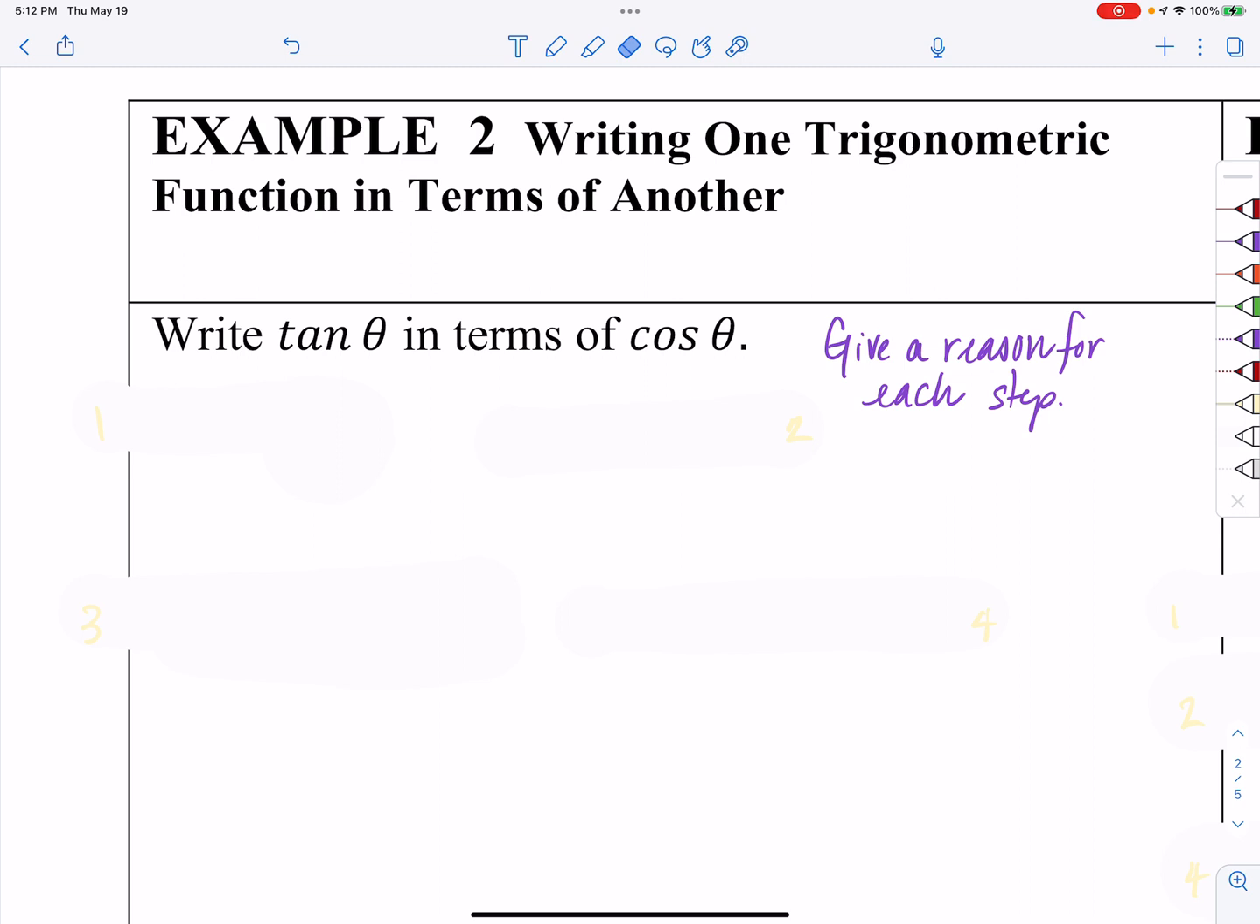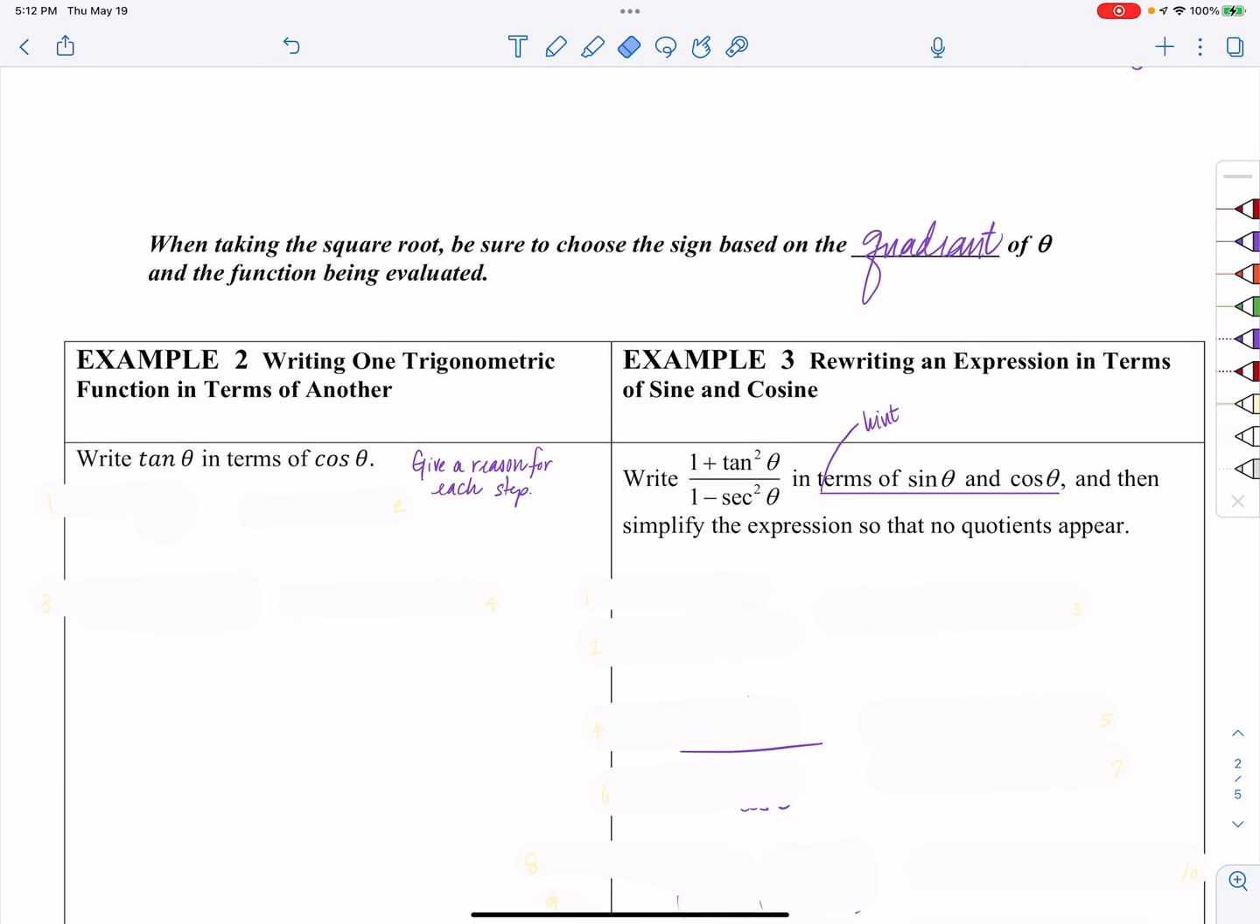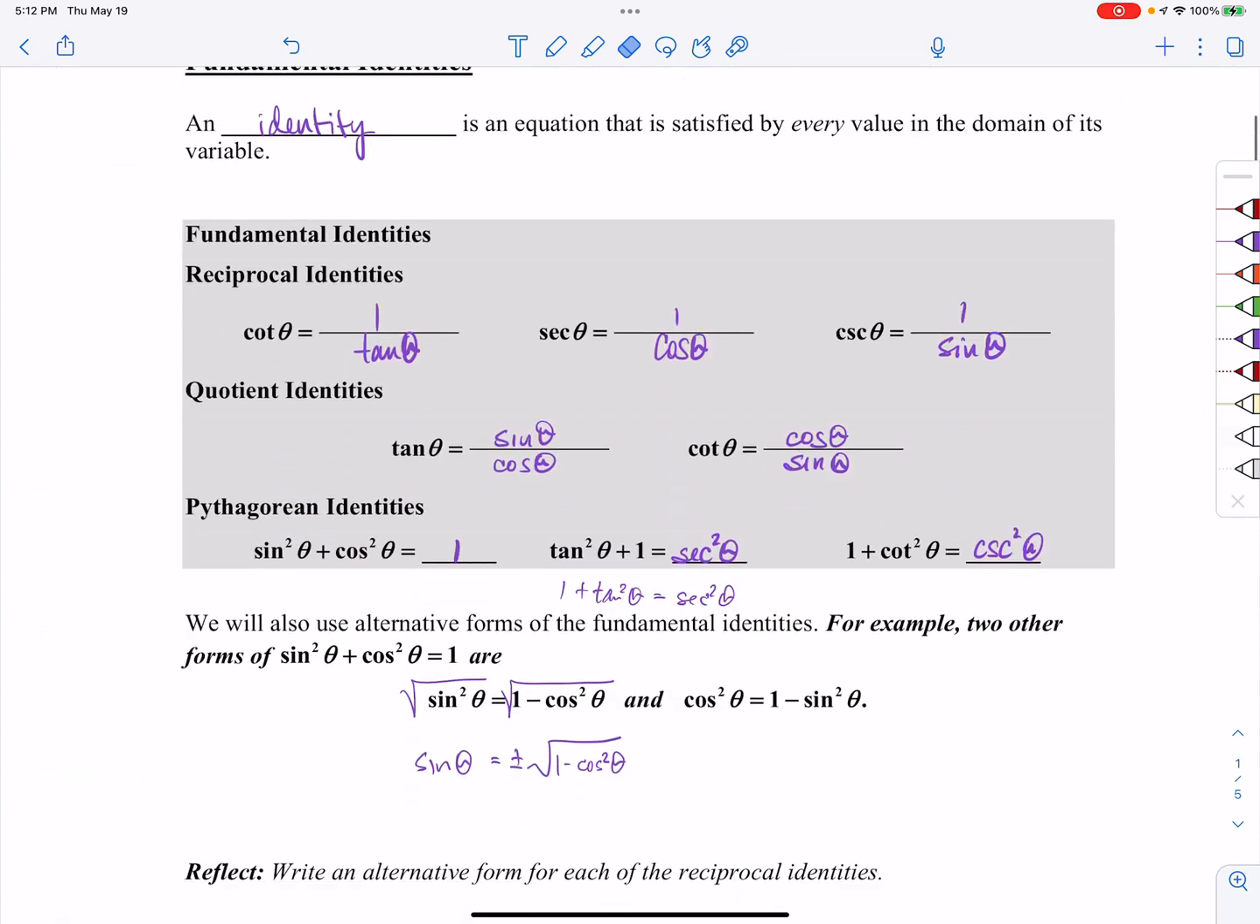Now, I have added on a bit of instructions here, and that is to give a reason for each step. You need to be aware of how to do this, and you need to practice doing this. Make sure that every single step you write down, you are able to give a reason for what you wrote down.